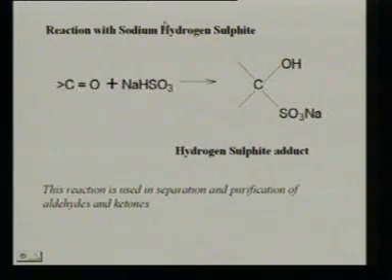Then reaction with sodium hydrogen sulfide. Here again sodium hydrogen sulfide forms a hydrogen sulfide adduct, and in fact this reaction is used in separation and purification of aldehydes and ketones, because sodium hydrogen sulfide will form an adduct which can later be converted into the ketone and aldehyde by simply heating with dilute acid as well as aqueous solution of sodium carbonate. That's right. It means we can easily remove this, and so this is used for the separation and purification of carbonyl compounds.